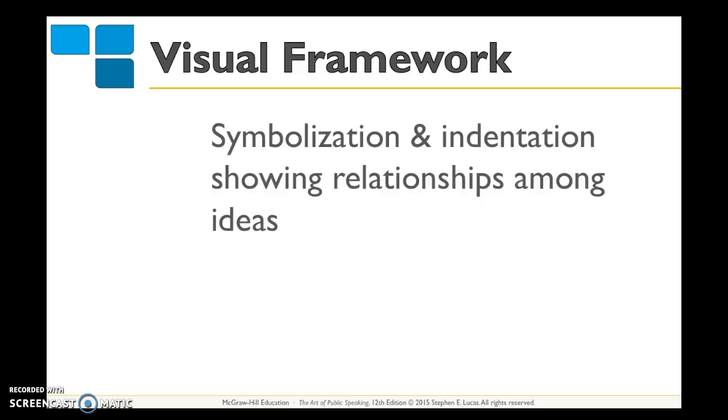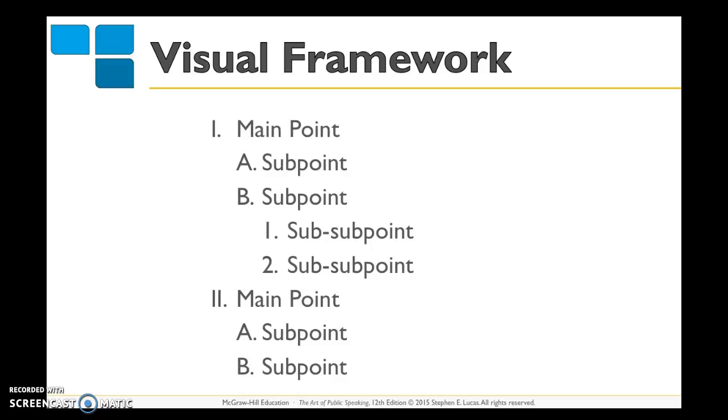Like I said before, every outline will have a visual framework, symbolization, and indentation showing the relationships among ideas. Luckily, I have already given this to you in the required skeleton outline, so you don't have to worry about this. So here's an example of what the outline would look like. The only thing you'll have to add, if you have sub-points in your outline, I do not have those in there, so you'll have to add them in yourself. But I have the main points and the sub-points already in the outline for you.